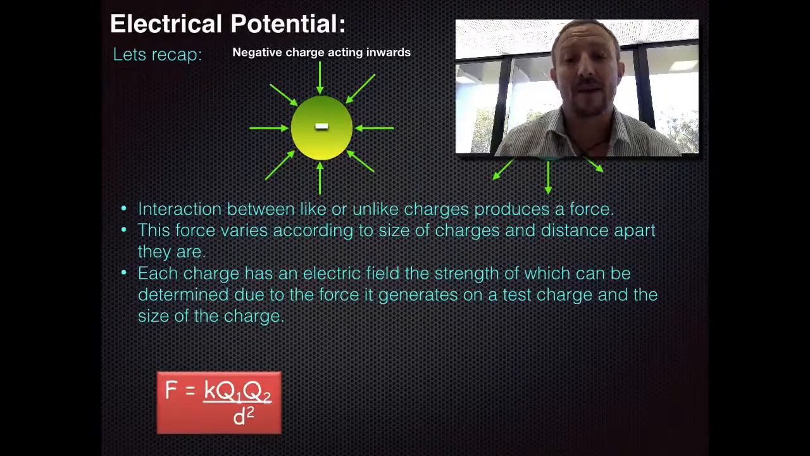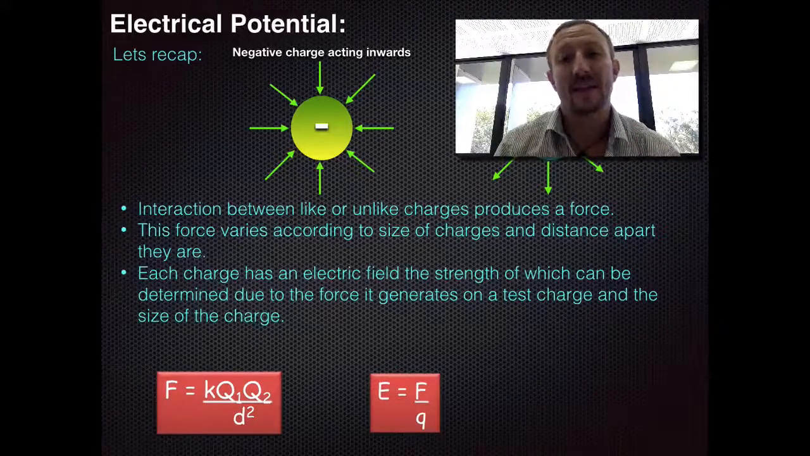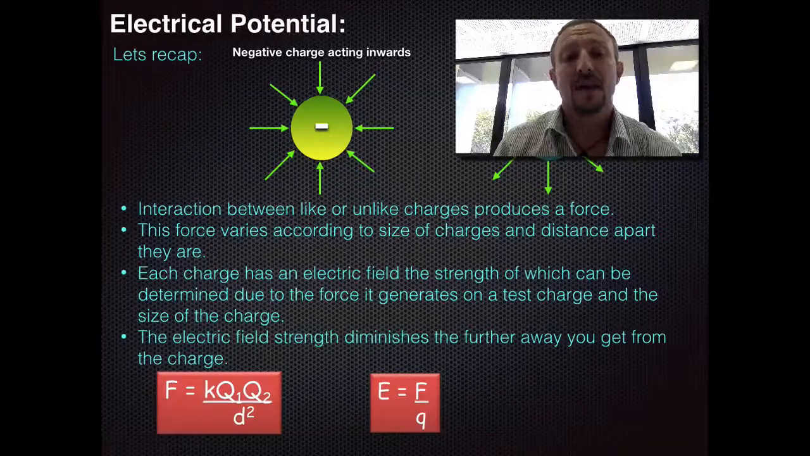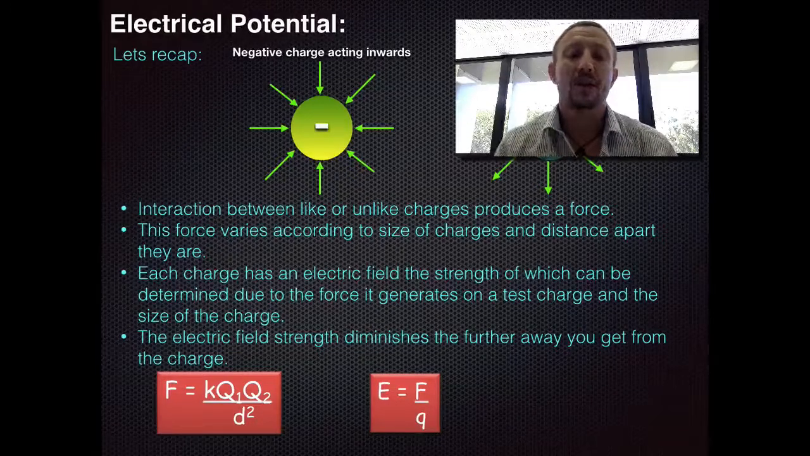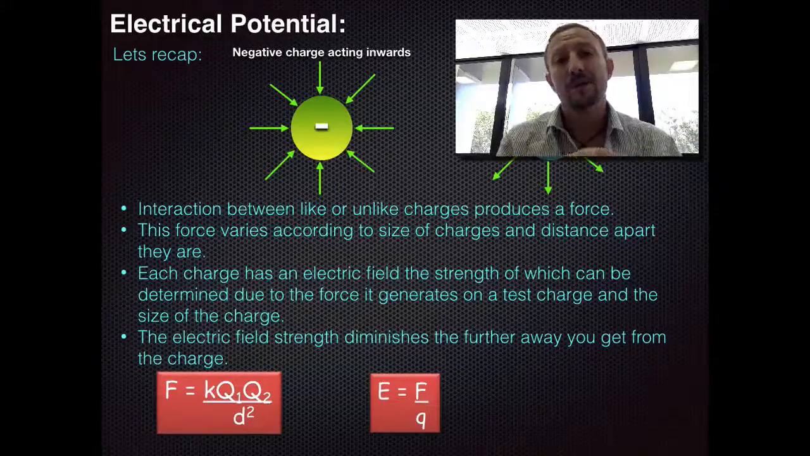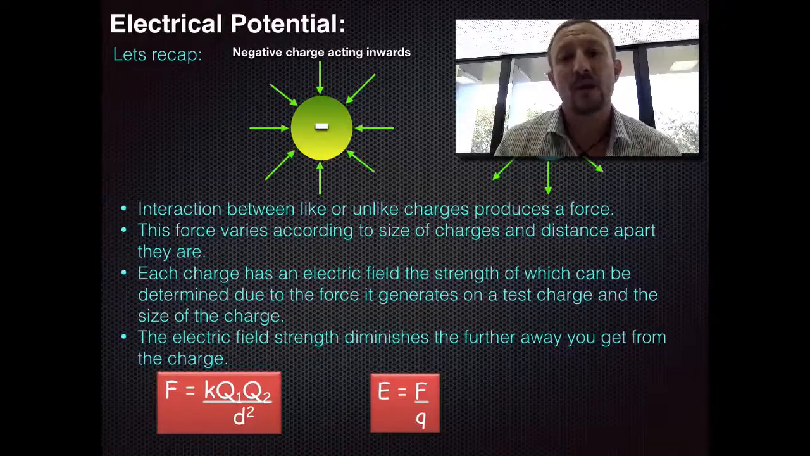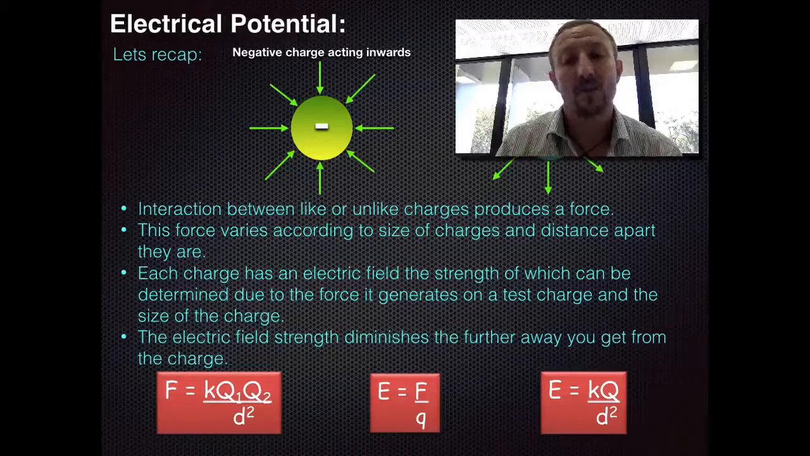We also know that the electric field strength will basically vary according to the force and the size of a specific charge placed in that field. Hence we get the electric field strength equals the force divided by the charge, or the test charge. The electric field strength also diminishes the further away we get from a charge, which incorporates this inverse square law that we looked at with respect to force. So the further we get away from the center of the charge, the electric field lines begin to diminish, and as a result we get E equals KQ all over D squared.